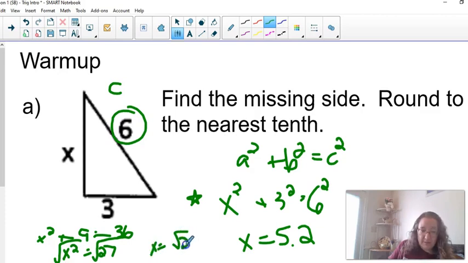Now, if I needed a decimal answer, I would have to go to my calculator anyway. I know it's going to be bigger than 5, because 5 squared is 25. Between 5 and 6, closer to 5. But if I need a decimal answer, about 5.2. If I need an exact answer, then the square root of 27 is my exact answer.